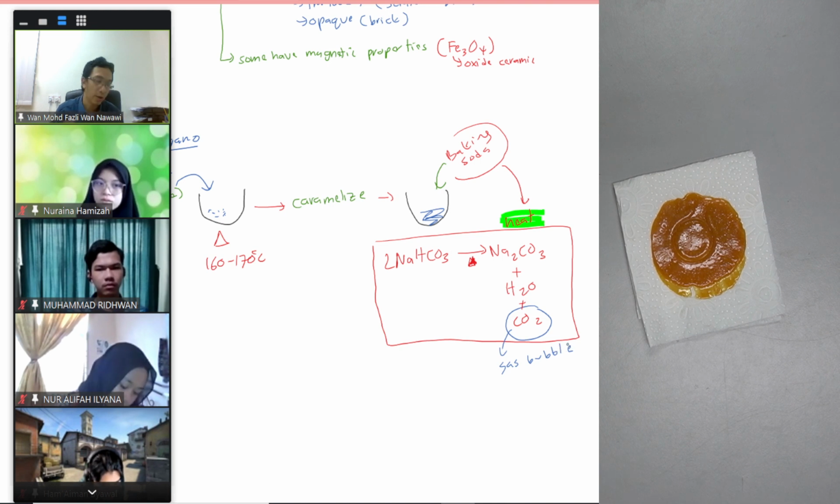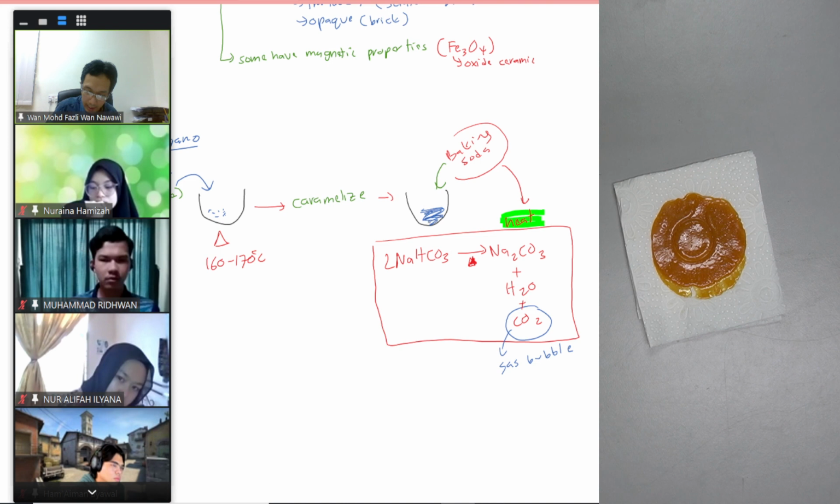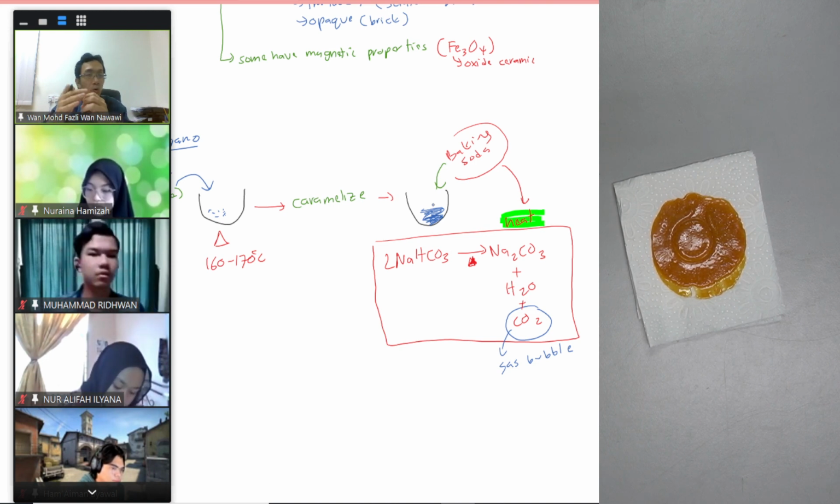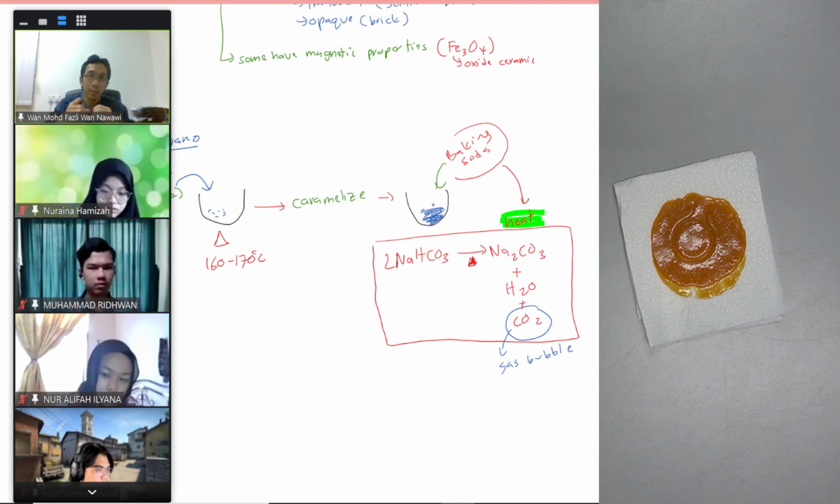When you have this gas bubble and you have the caramel inside the pan, the gas bubble gets trapped within the molten glucose and molten sucrose. That causes your caramel to become bigger and bigger. It rises. That's why you use baking soda.